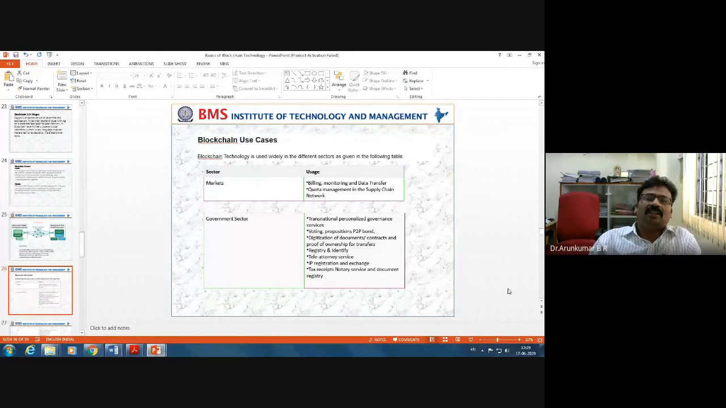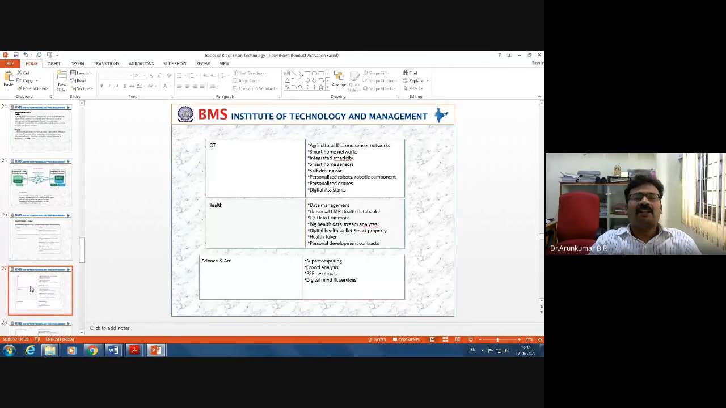Blockchain use cases. Some of you were asking for examples of blockchain. Lots of examples are available. Blockchain technology is used widely in different sectors, in markets, for billing information, for monitoring and data transfer. In supply chain management, blockchain is used. In government sectors: voting, proposition, P2P bond, digitization of documents, IP registration and exchange, intellectual property registration and exchange, tax receipt, notary service, and document registry. So in the government sectors, blockchain finds application. In IoT, agriculture and drone sensor networks are using blockchain. Smart home networks use blockchain, right?